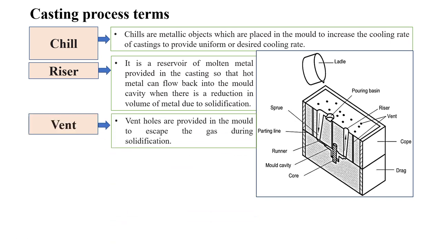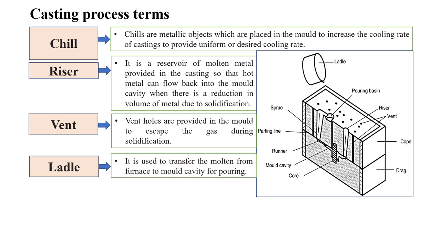Vent. Vent holes are provided in the mold to let gas escape during solidification. So these are the vent holes which are provided to escape the gases. Gases are absorbed by the molten metal in the furnace during melting and during transportation. Some gases are also formed during solidification in the mold cavity, which should be removed, otherwise they will appear in the form of blowholes and pinholes.